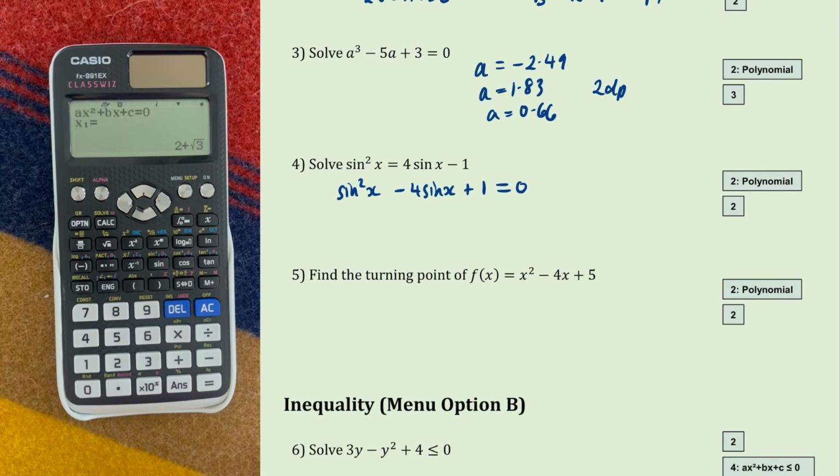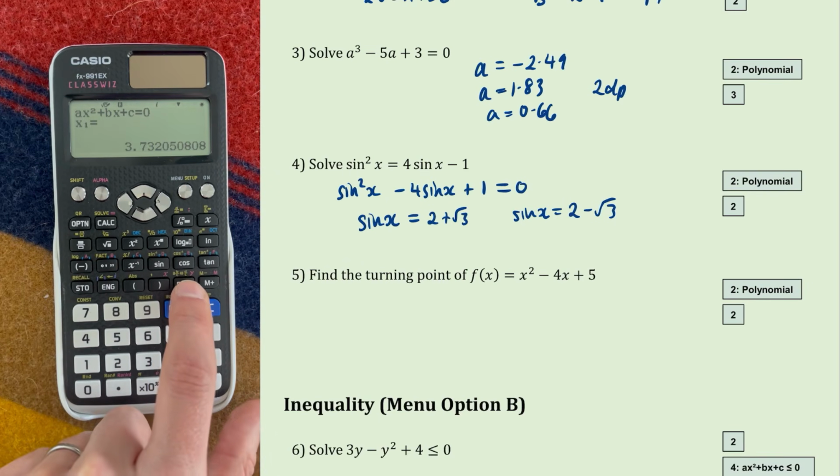When you solve this, this won't tell you what x is equal to, but it will tell you what sine x is equal to. So it's either 2 plus root 3, or sine x is equal to 2 minus root 3. Now, 2 plus root 3 is bigger than 1.